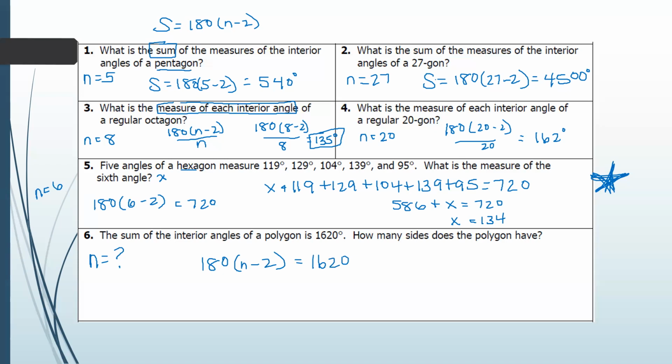You could solve this a couple ways. You could divide both sides by 180 and then add 2, or you can distribute the 180. That's what I'm going to do. I'm going to distribute 180. So 180n minus 360. Add 360 to both sides, and then divide by 180. So here's another case where n has to be a whole number because it's the number of sides, and a polygon has to have a whole number of sides. Okay. So if it's ever asking you how many sides, that means solve for n.